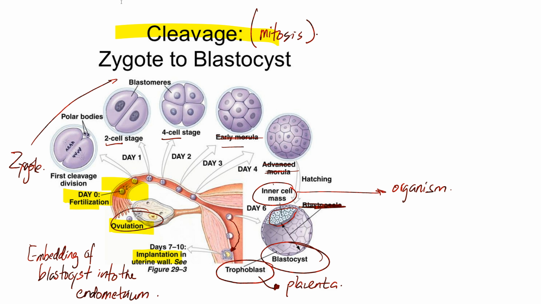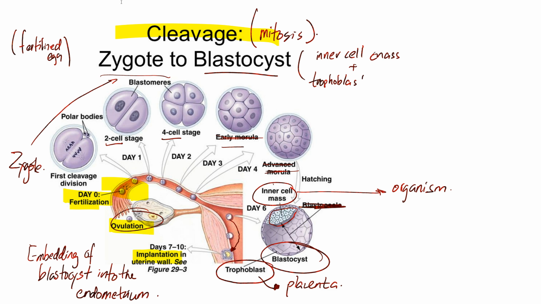Okay, so cleavage is mitosis, rapid divisions from the zygote, or fertilized egg, to the blastocyst, which consists of the inner cell mass, which is really the embryonic stem cells that form every cell in the body, as well as the trophoblast, which makes the placenta as well as other important organ parts that the baby needs to have an exchange of nutrients and waste with its mother.